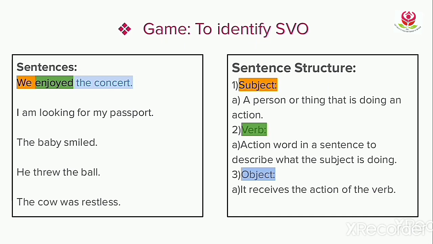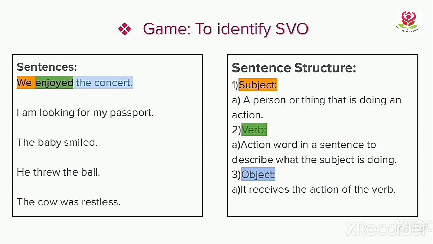The game is known as identify SVO, and SVO is nothing but the subject, verb and object, which you have to find in a sentence. In short, I will explain what we mean by subject, verb and object. Subject is a person or thing that is doing an action, or the doer of an action. Verb means the action word in a sentence to describe what the subject is doing. Object means it receives the action of the verb, or the receiver of an action.